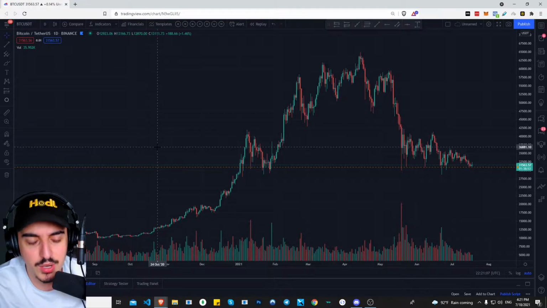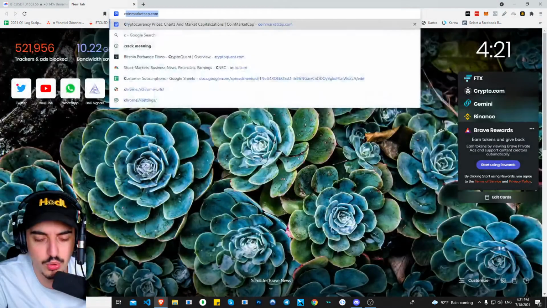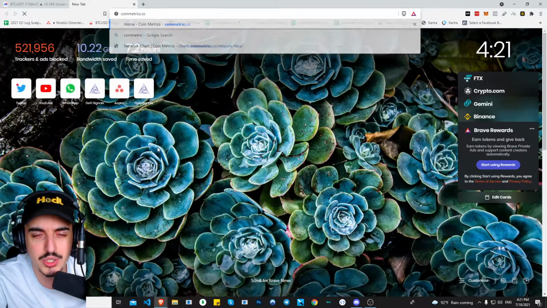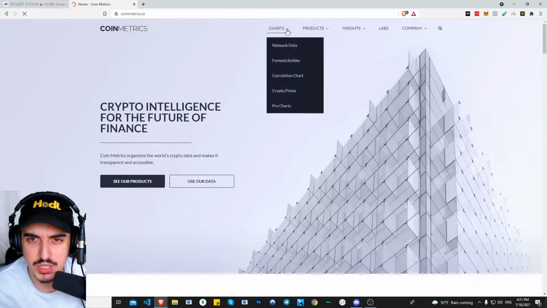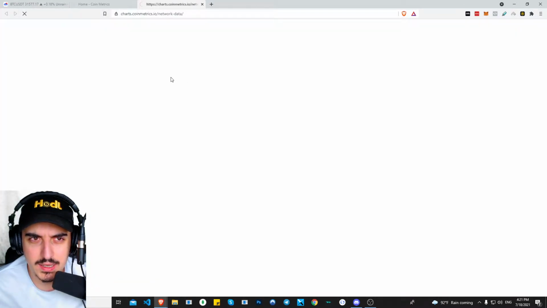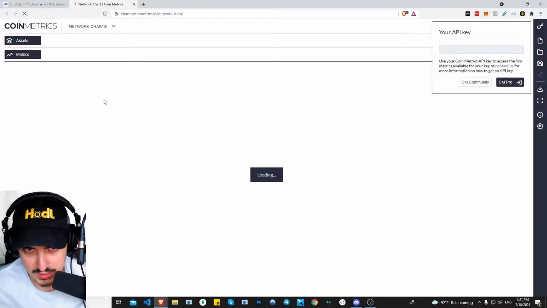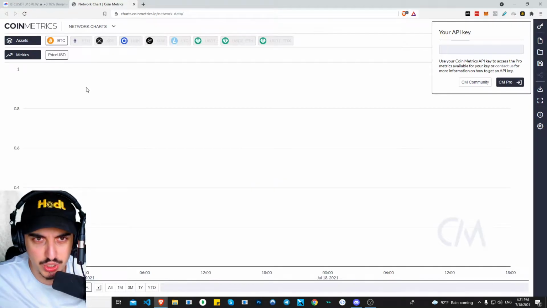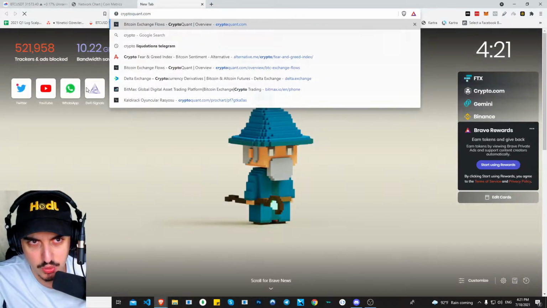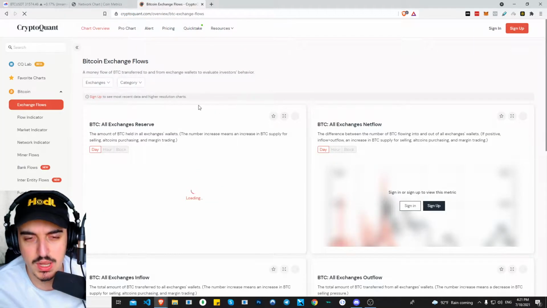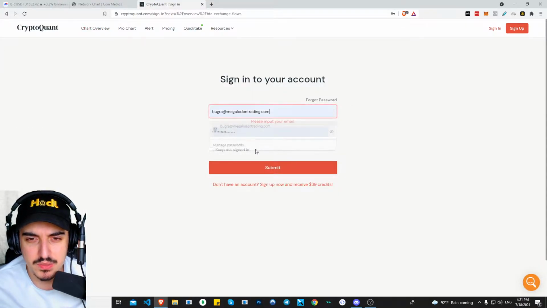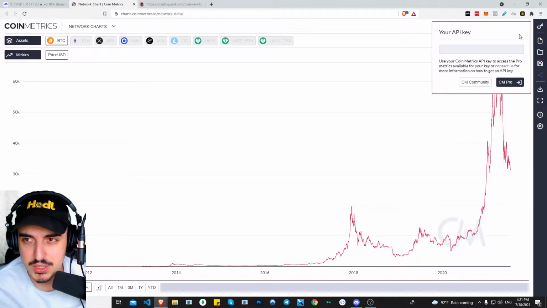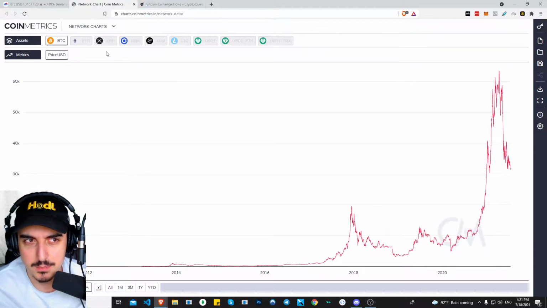So the first thing that we are going to do is go into this website called coinmetrics.io, and then we're going to click on the charts. We're going to click on the network data, and then we are going to select this MVRV data. There are other ways to reach this data as well. Some people use CryptoQuant to reach this data, so we're going to use that one as well. But for now, I want you guys to pay attention to the simplest form, and you can reach this for free on the CoinMetrics website over here.